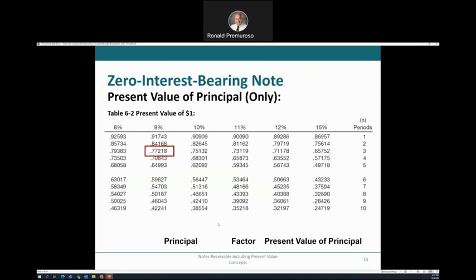The factor is 0.77218. And you can see on slide 15 that the present value of this note, which is just the principal, no interest, is $7,721.80.